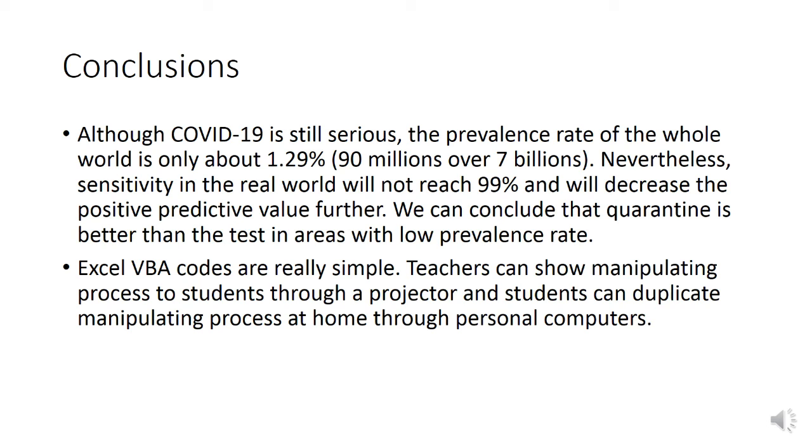Although COVID-19 is still serious, the prevalence rate of the whole world is only about 1.29%. 90 millions over 7 billions. Nevertheless, sensitivity in the real world will not reach 99% and will decrease the positive predictive value further. We can conclude that quarantine is better than the test in areas with low prevalence rate.